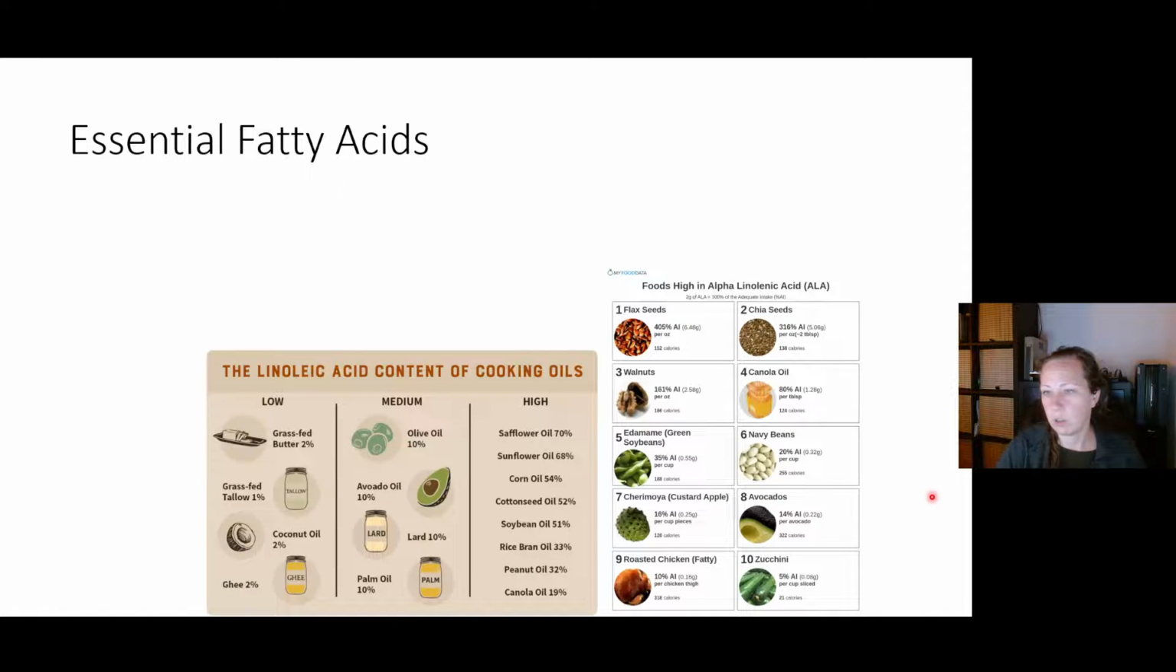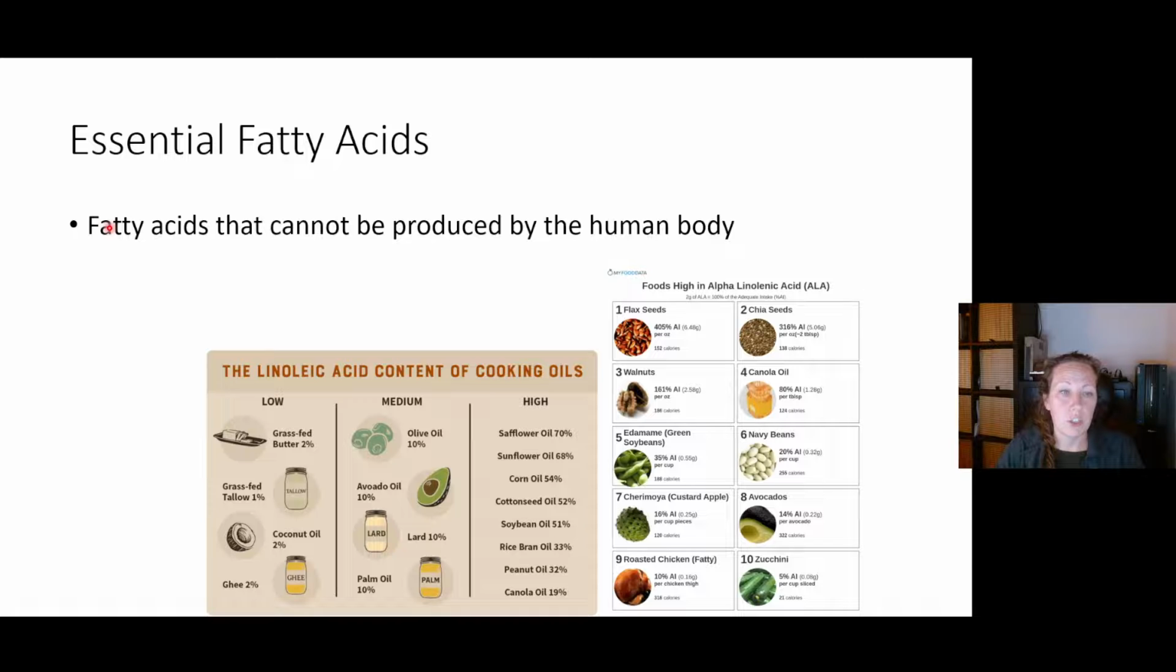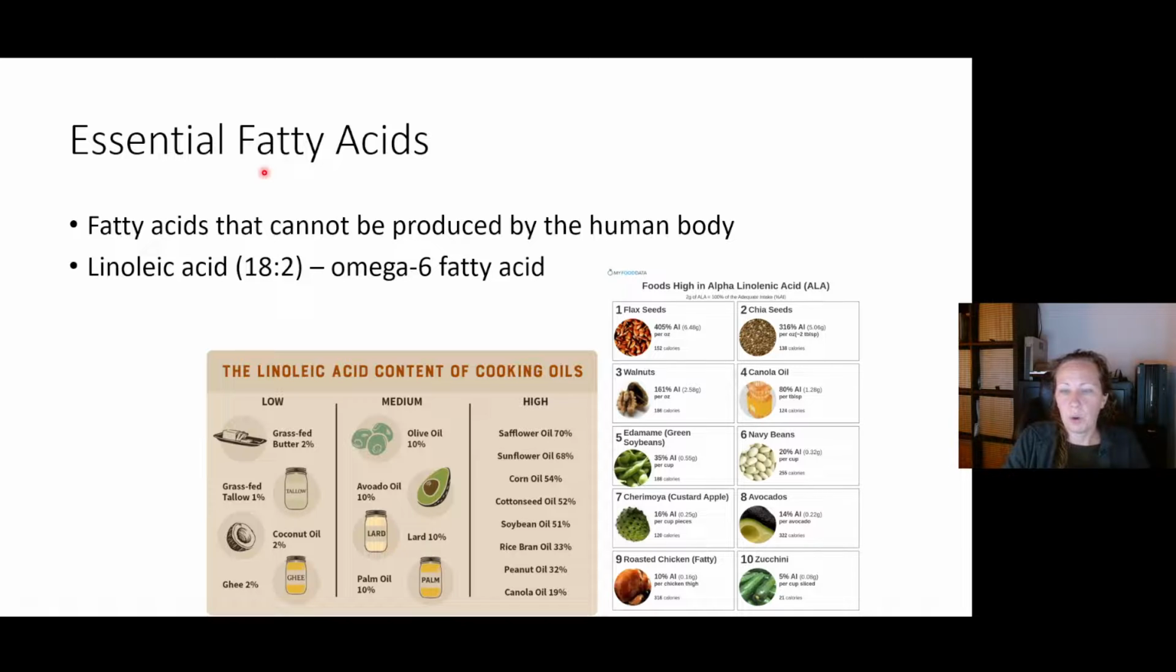So let's get into those a little bit more. Okay. So essential fatty acids means fatty acids that cannot be produced by the human body. So we can take a lot of fatty acids and turn them into something else. We can make fatty acids ourselves, either converting one type of fatty acid to another. That's the biggest thing that we do, we take one fatty acid and convert it to another. But there are 2 that we absolutely cannot do that with.